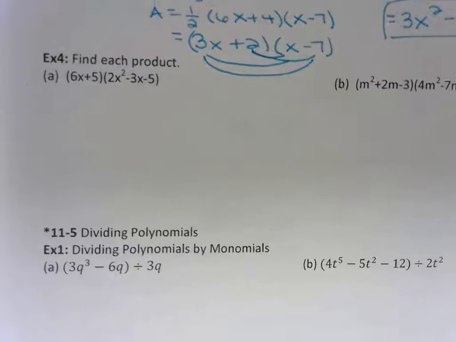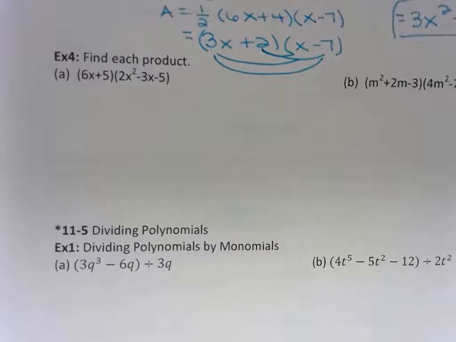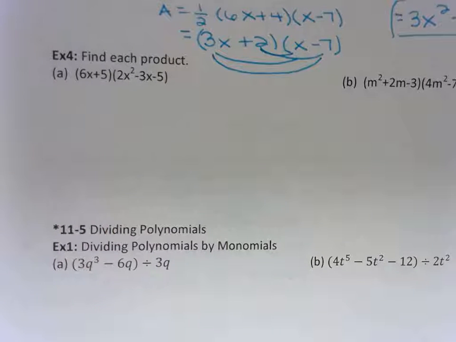Now, let's look at example 4. As I look at example 4, I want to find each product. Product is multiplication, so I'm multiplying these. Now, what is different about example 4A than the ones we've done previously in this section? They have an exponent there, okay? It's a trinomial. So I have a binomial times a trinomial instead of a binomial times a binomial.